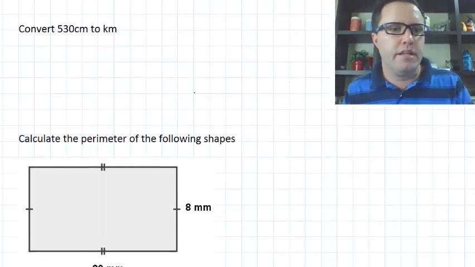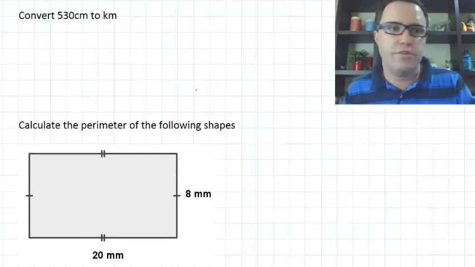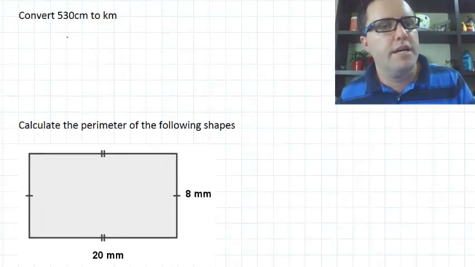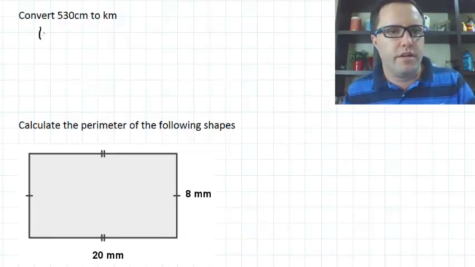Okay, all right, let's convert 530 centimeters to kilometers. Not quite sure why you'd want to do this, but again, we can. We've got kilometers, meters, centimeters, and we've got 100 and 1,000.